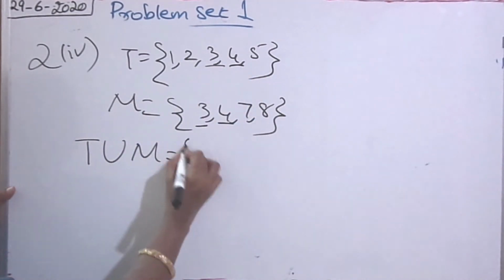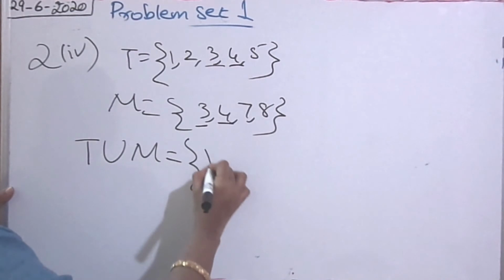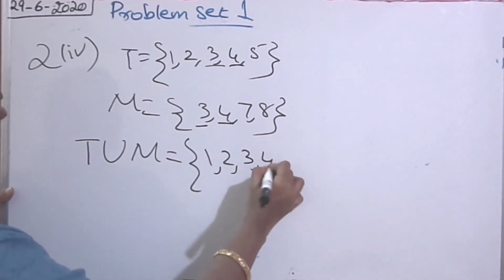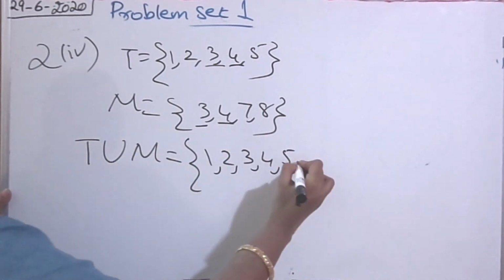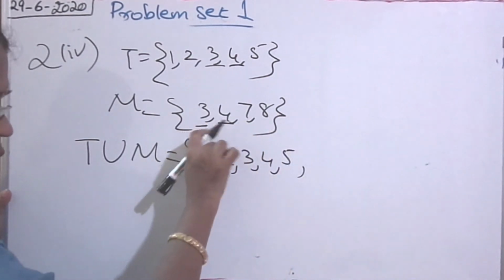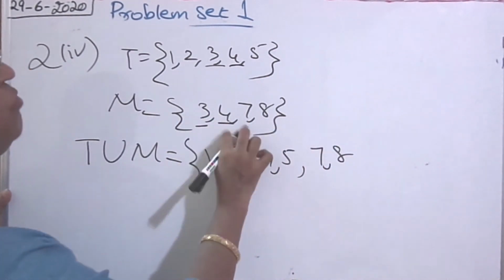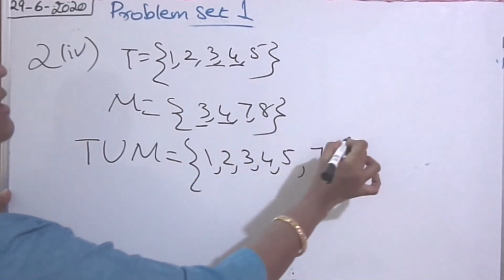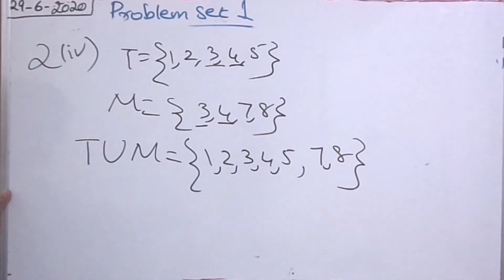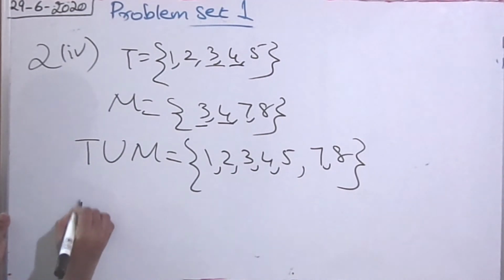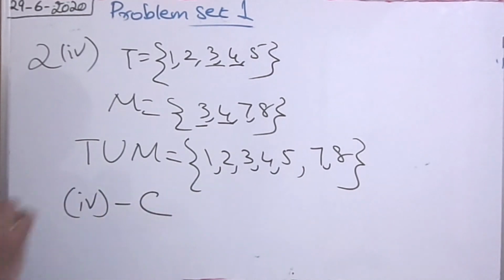That we'll write down only once. Remaining, write all the elements 1, 2, 3, 4, 5 of T. And next write all the elements of M, but the common ones don't write because we have already mentioned them. 7 and 8. 3 and 4 are already written here. So you get T union M as 1, 2, 3, 4, 5, 7, 8. Which alternative is that? C. So fourth one, the alternative C.